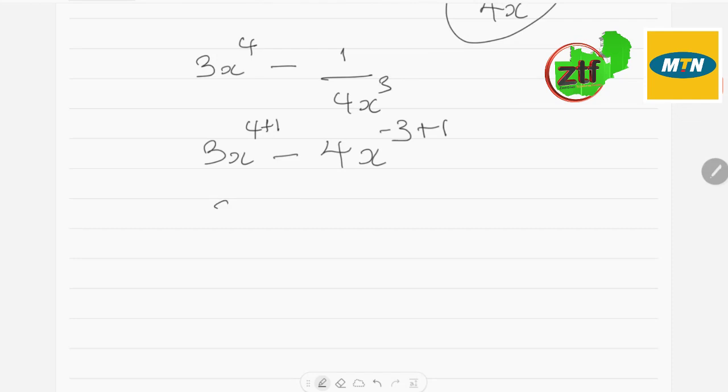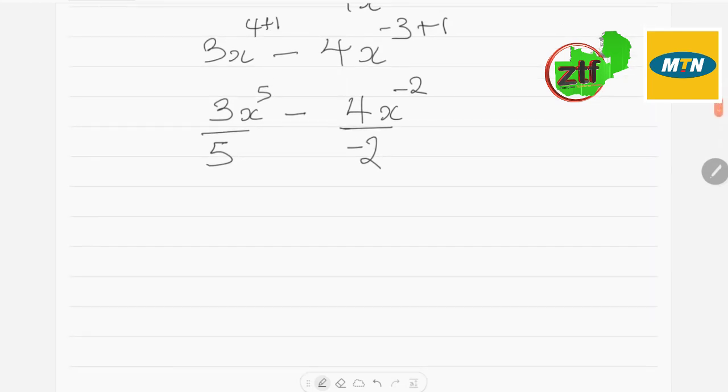So we're saying we're going to have 3x to the power 5 over 5, then minus 4, and the x, negative 3 plus 1, we have negative 2. So also we're going to have divided by negative 2. So what are we going to have now there? We're saying we are integrating with respect to what? To x.